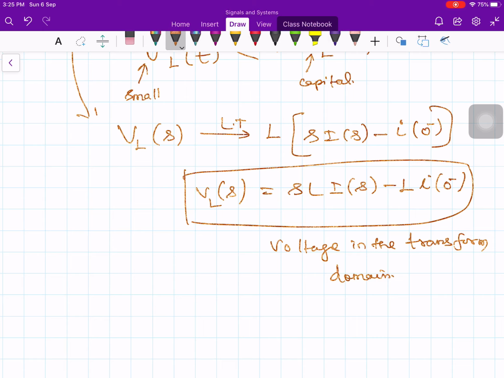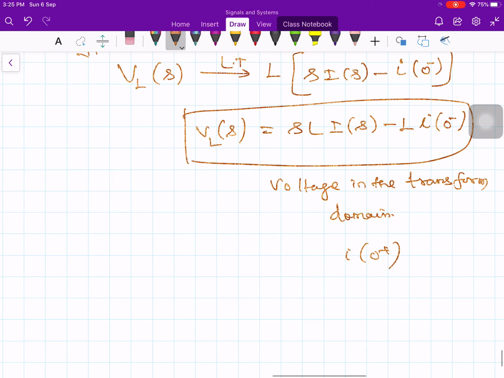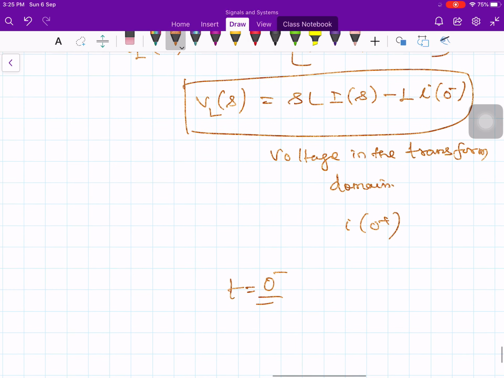Then we have to take this i of 0 plus, not i of 0 minus. But we are going to illustrate this taking 0 minus values. So hereafter we always talk in terms of t equals 0 minus. Don't confuse with t equal to 0 plus onwards. That is the safer side of considering t equals 0 minus.